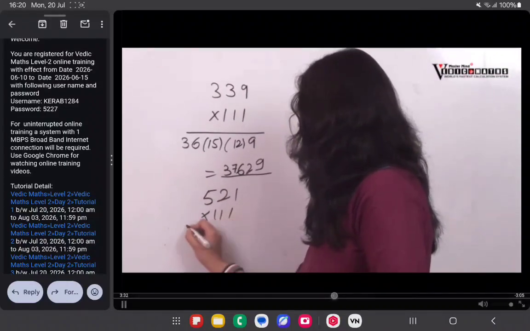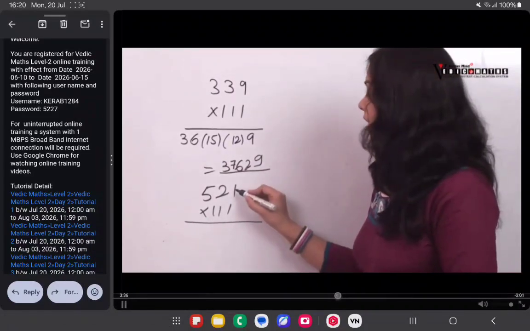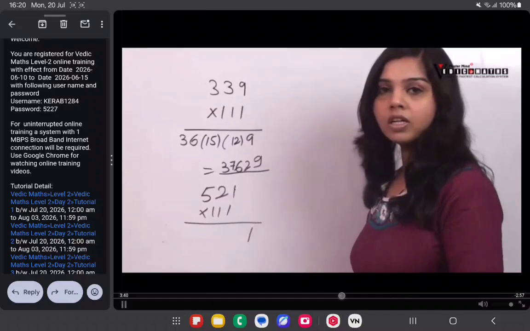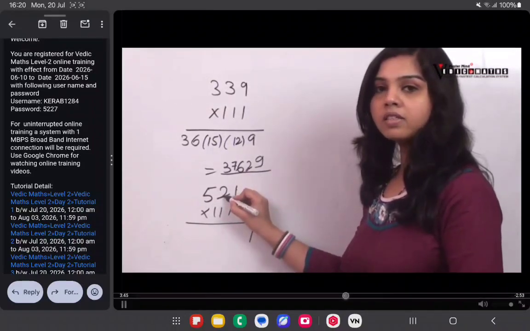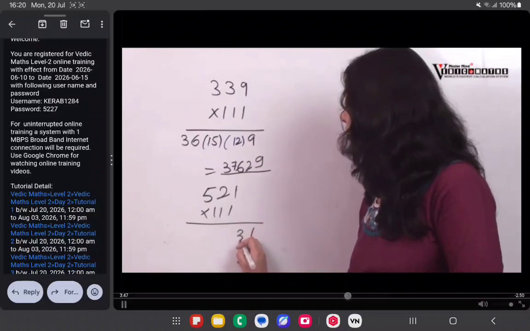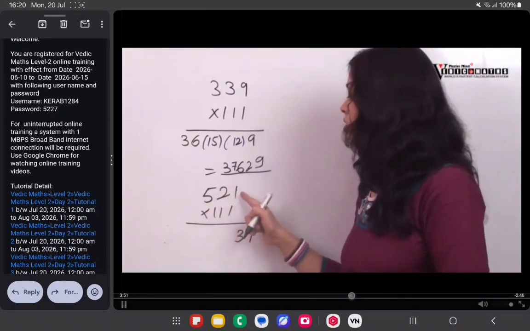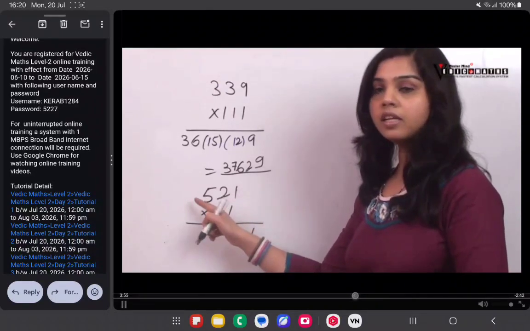521 into 111. The process is: write the last number as it is, that means 1. Then the sum of these two numbers: 2 plus 1 is 3. Then the sum of these three numbers: 1 plus 2 is 3, 3 plus 5 is 8.